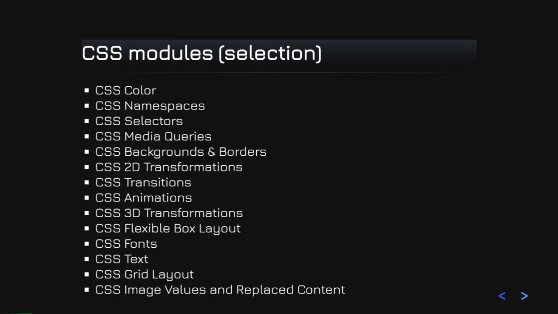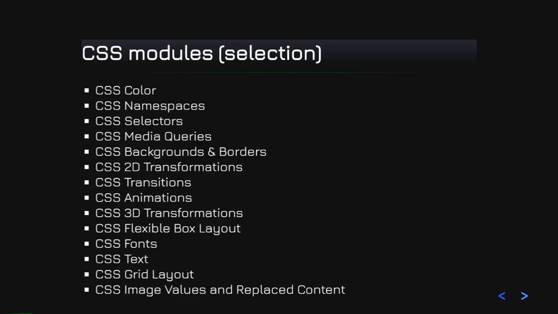Another module is media queries, which is used in responsive design. You will see in today's lecture some examples of that. It relates to the fact that an HTML document should be rendered correctly on different devices, having different screen resolutions, like mobile devices or desktop devices. Then backgrounds and borders, which relates to color, background colors or images and borders.